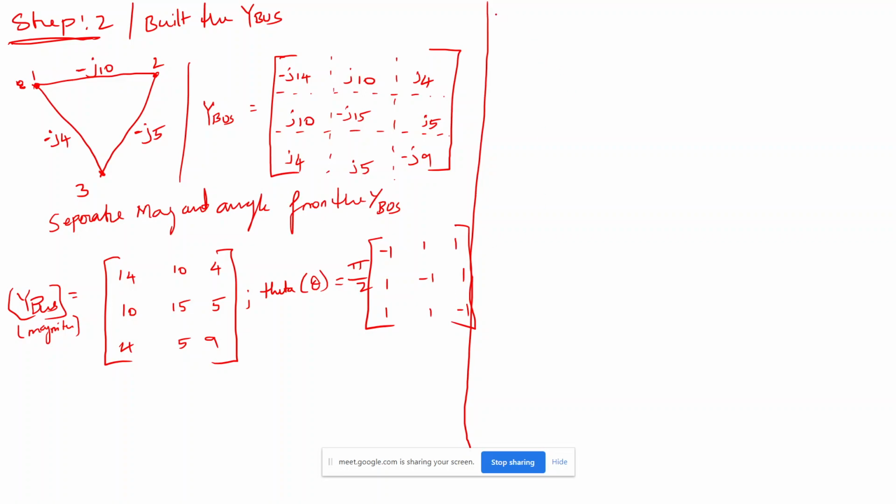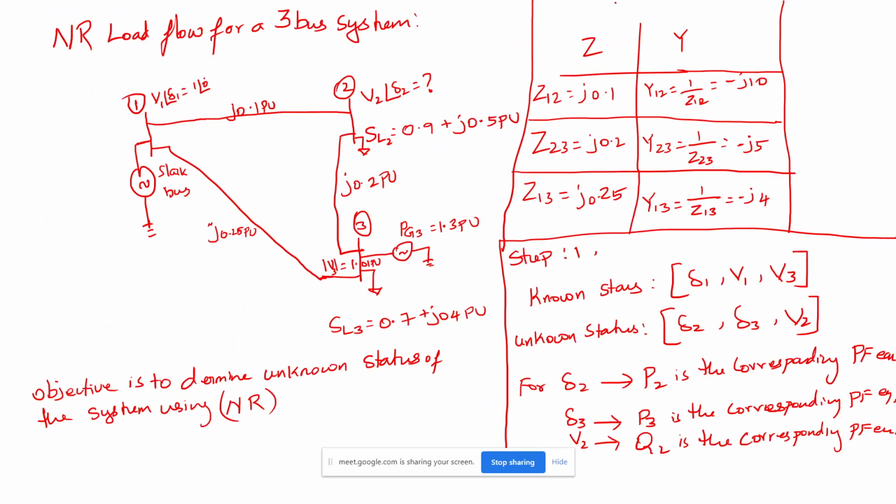And then step 3. Step 3 is write the functions for the corresponding PF. So we need to fill up the functions. What are the functions we need to find? Corresponding functions here you can see P2, P3, Q3. These three are the corresponding functions we are going to work out. Why? Because those are the functions which correspond to the unknown status. So what are the unknown status here? Del 2, del 3, V2 are the unknown status.